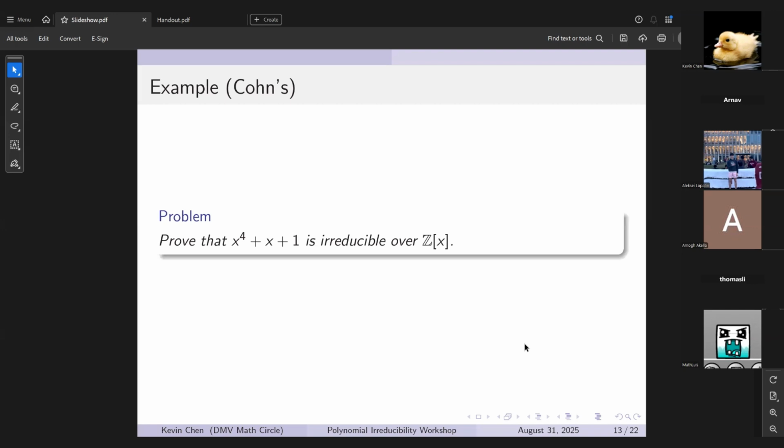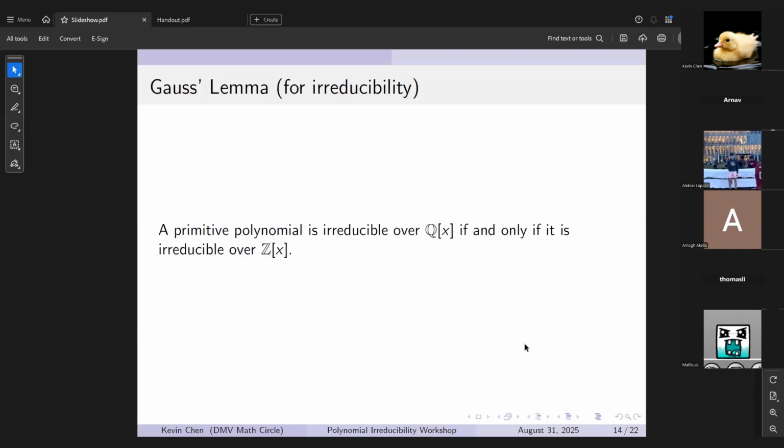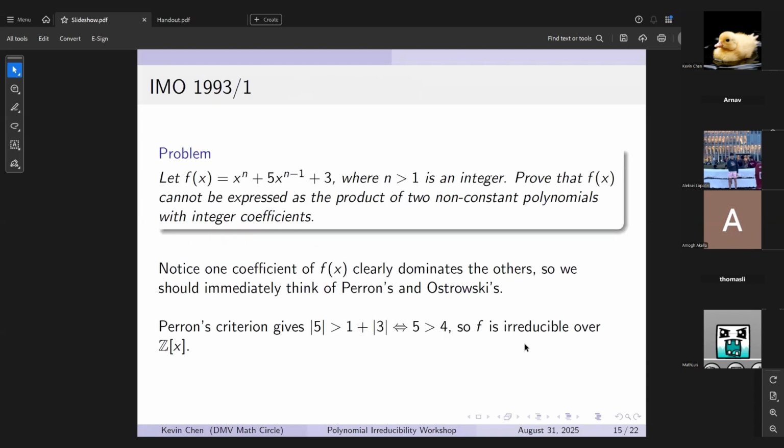They're going to be from the IMO, COMC, and the China team selection test for the IMO team. So the first problem is: let f be this polynomial over here, where n is an integer, and prove that f of x cannot be expressed as the product of two non-constant polynomials with integer coefficients. And note that what we want to prove right here is just that f of x is irreducible over Z.